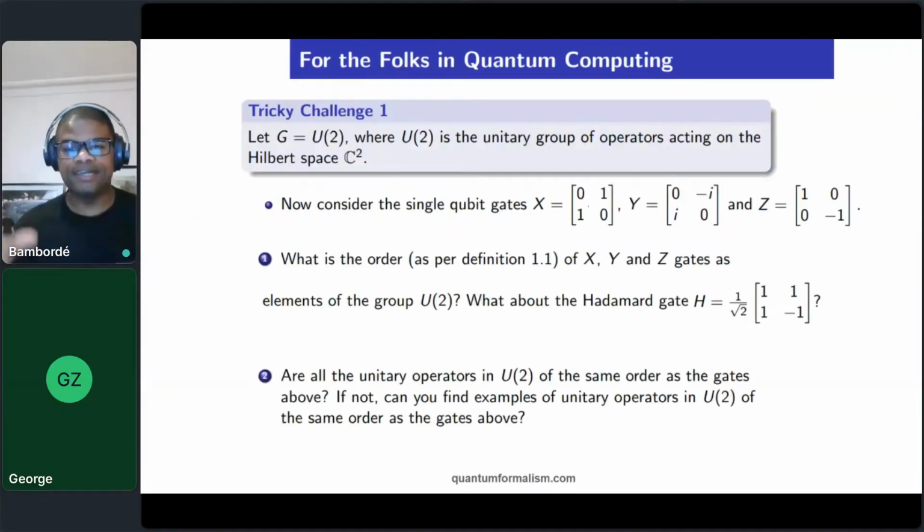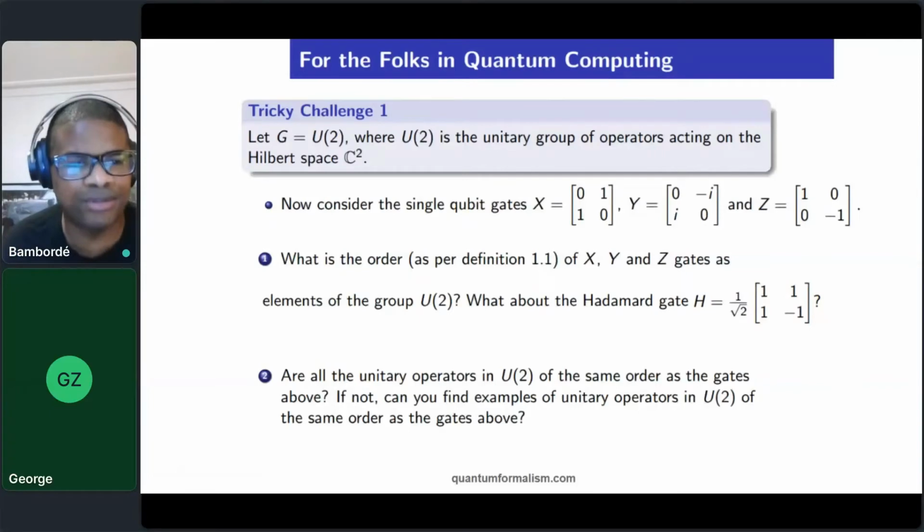Now, this is for the quantum computing people. If you are not interested in quantum, ignore this. I decided to add this last minute, so I hope I didn't make any typos. For those of you who don't know what the unitary group is, we'll come back to this in the matrix group section.